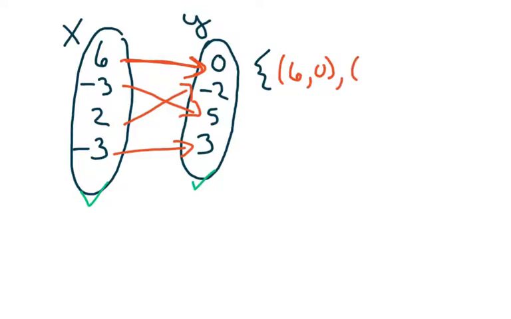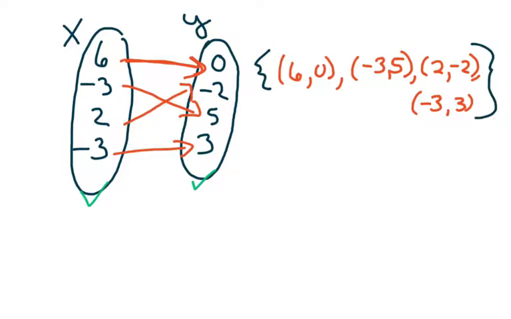All right. -3, she's married to 5. So -3, 5. And then 2, she's married to -2. So 2, -2. And then I ran out of room again. So I'm going to just move down here. -3 is married to 3. And then this is the set of this group of ordered pairs.